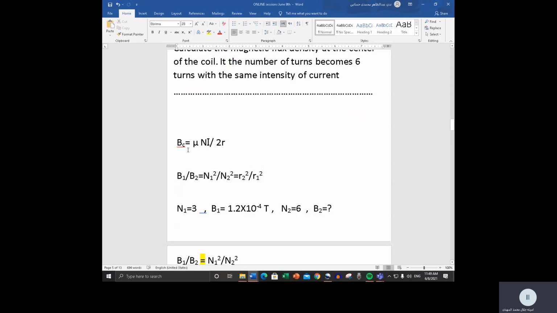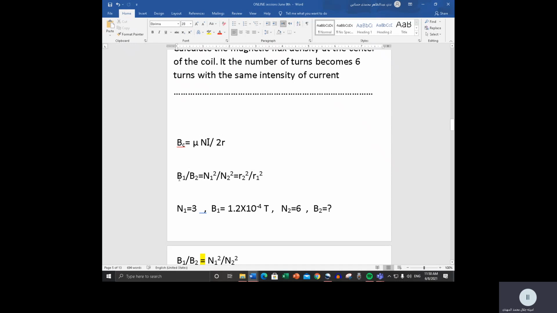Now, let's start. What is the rule that we use to calculate the magnetic flux density at the center of the coil? B sub C. C stands for coil or circular loop. So B sub C equals mu N I over 2R. What is this? This is the rule concerning the circular loop or a coil. So B sub C equals mu N I over 2R, where N is the number of turns, I is the current intensity, and R is the radius of the loop or the coil.